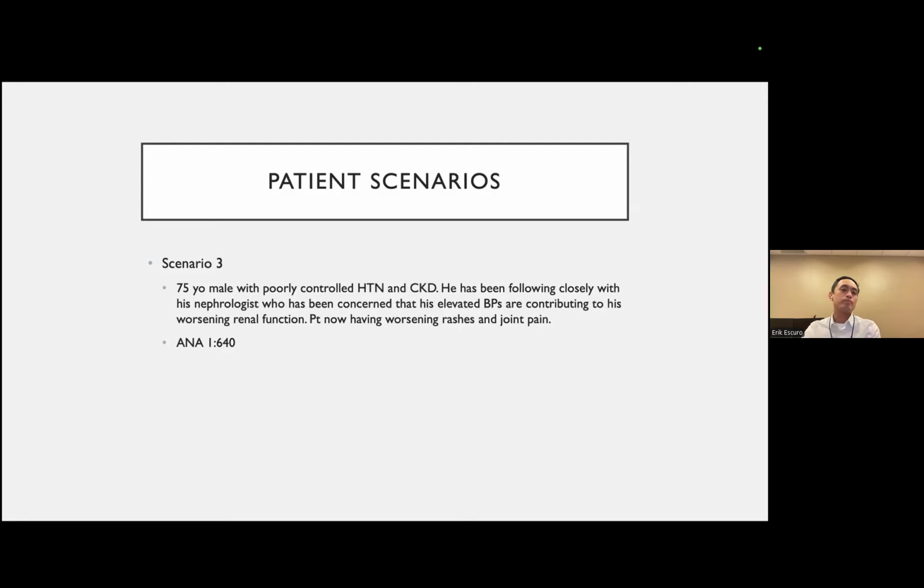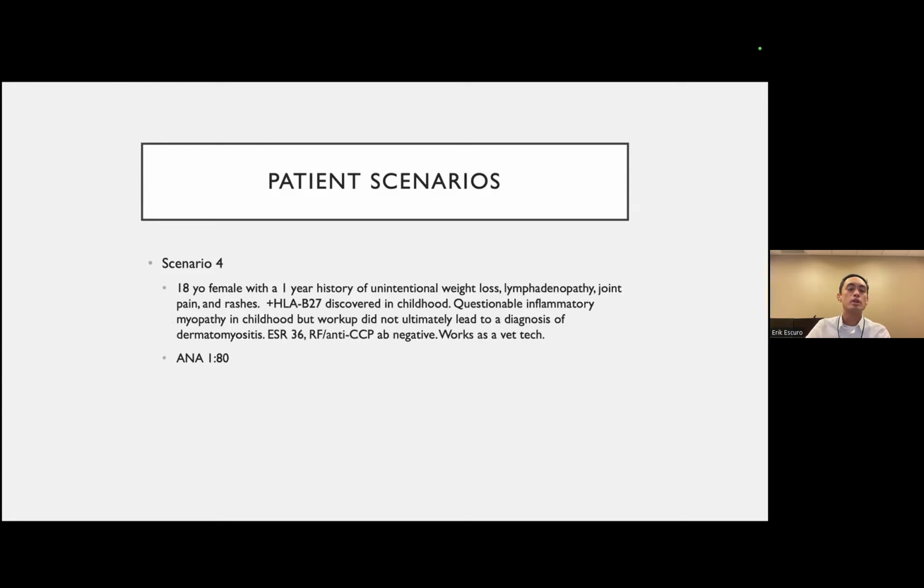Scenario number three, 75-year-old male, very poorly controlled hypertension, and has a history of chronic kidney disease. His nephrologist has been trying to get that blood pressure under control, and so he ends up using a new blood pressure medication for this patient. Unfortunately, after this has started, he now has worsening rashes and joint pain, and ANA was checked and it was 1 to 640.